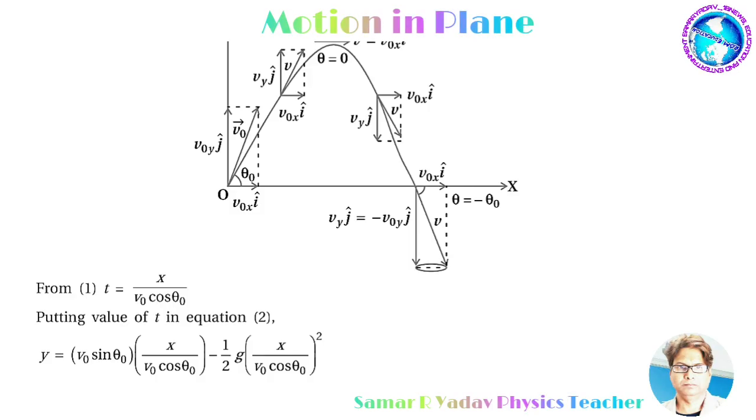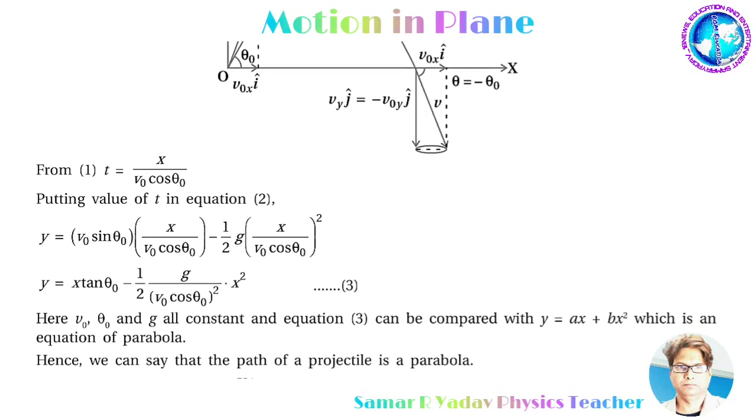From 1, t = x/(v0 cos θ0). Keeping this value of t in equation number 2, we get y = (v0 sin θ0)(x/(v0 cos θ0)) − ½ g (x/(v0 cos θ0))². Therefore y = x tan θ0 − ½ g/(v0 cos θ0)² x², equation number 3.